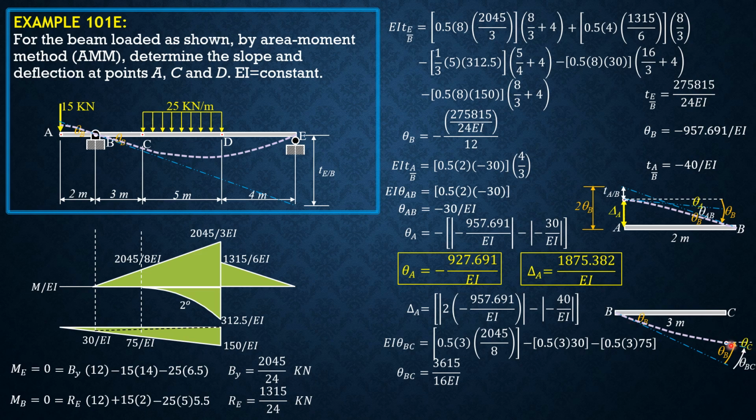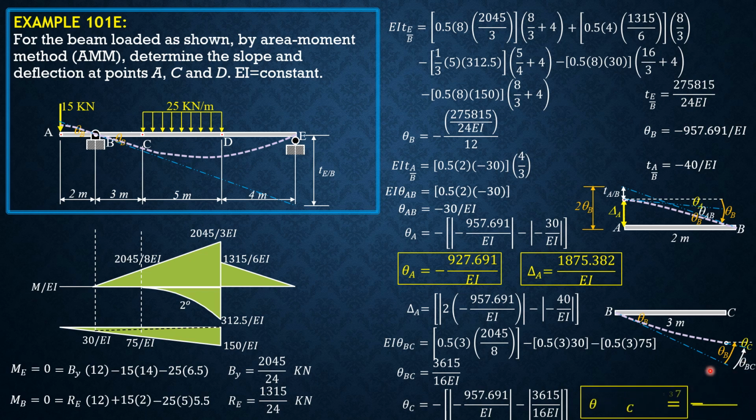And therefore, from the tangent at C to the horizontal, because the tangent at C is below the horizontal, below the positive x-axis, so theta C is negative. And theta C is negative of absolute value of theta B first minus theta BC. So theta C is negative of absolute value of theta B, which is negative 957.691, minus theta BC, which is 3615 over 16 EI. So theta C is negative 731.754 over EI. So for the deflection at C, let's have it on the next slide.